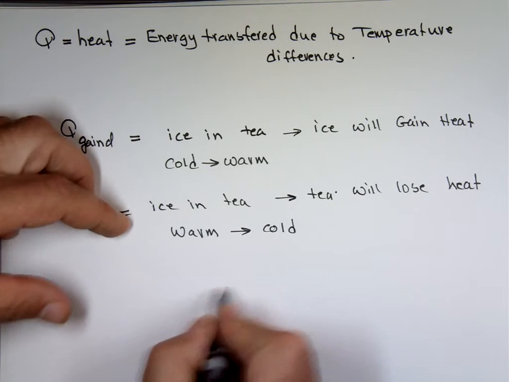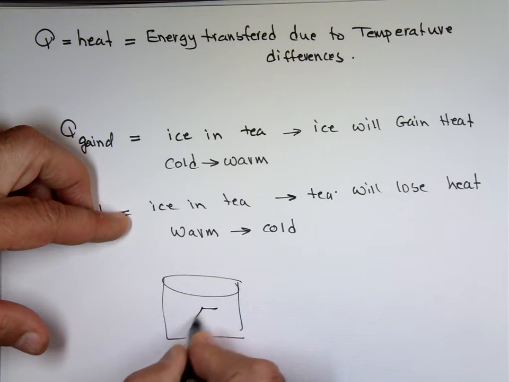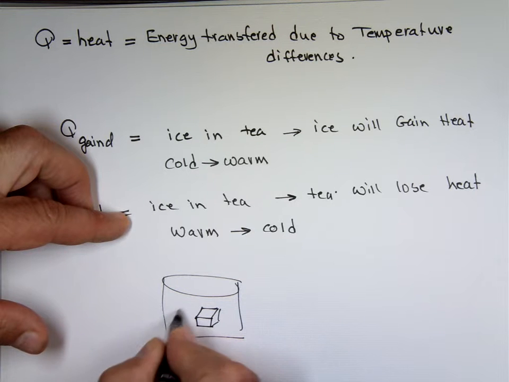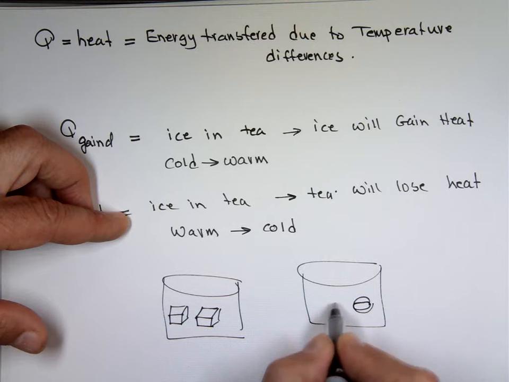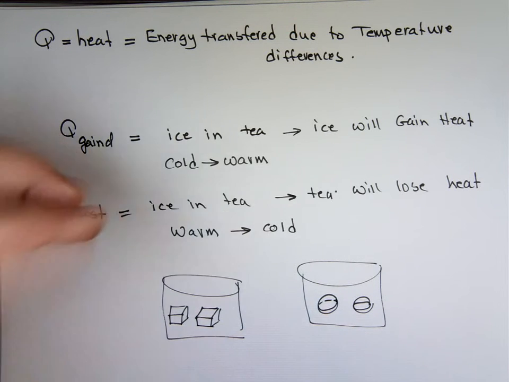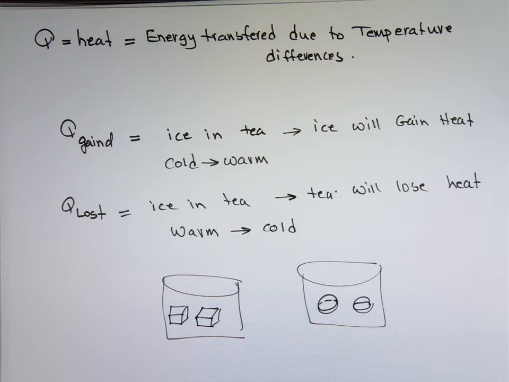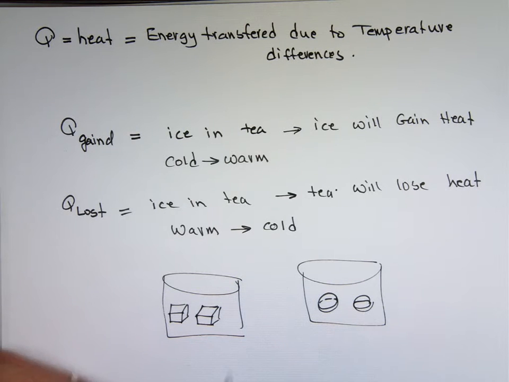So in one container, I have ice cubes. In the other container, I'm putting these copper balls with the same mass, same temperature. In the next one, I'm going to put steel balls with the same mass, same temperature. Is the temperature of the water or the tea here going to be the same? The answer is no. And the reason for that is something called specific heat or heat capacity. Let's talk about that.